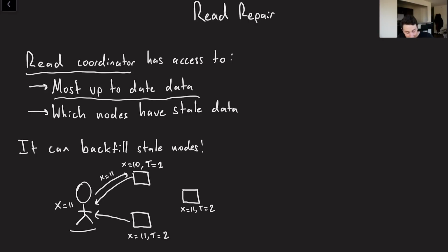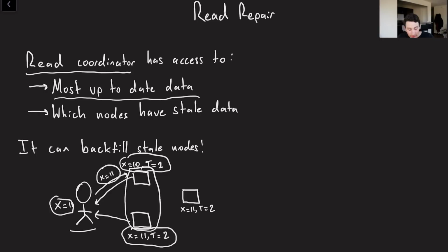So what does this actually look like? Let's say our read coordinator is a client. I read from these two nodes over here. One sees that x is 10 at timestamp 1. The other says that x is 11 at timestamp equals 2. The client looks at the timestamp and says, hey, x has clearly got to be 11. Let me go ahead and write x is equal to 11 right back to our stale node. So that's read repair. Simple enough.